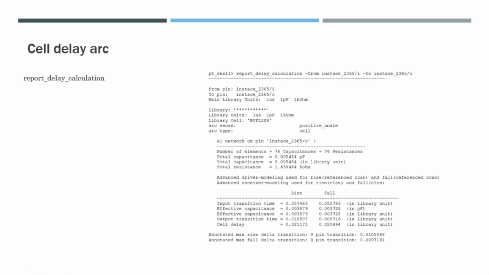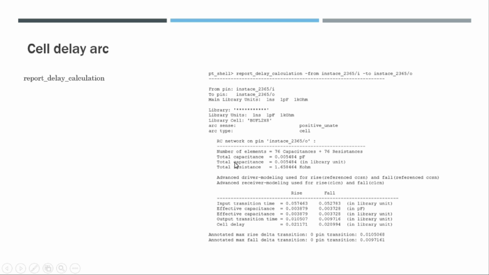So what is the meaning of arc sense? It's basically the unateness of the instance. For example, positive unate is mentioned here. It could be a negative unate or a non-unate. It depends. Positive unate means if there is a signal which is rising at the driver, it will be rising at the receiver. If it is a negative unate, if it is rising at the driver, it will be falling at the receiver. So arc type is basically cell type here. The arc type could also be net.